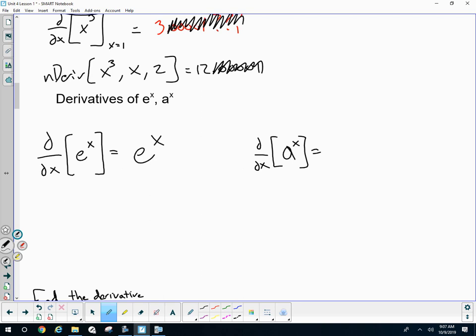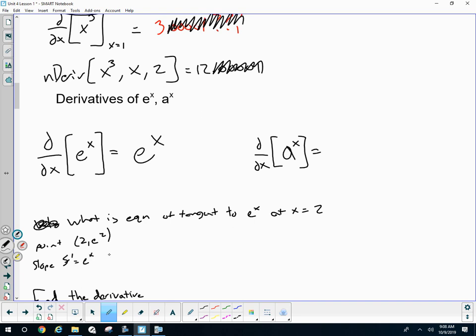That's crazy. If I ask you, what is the equation of the tangent to e to the x at x equals 2? Well, my point would be (2, e squared). That's from my function. My slope, f prime, is just e to the x. f prime of 2 is just e squared. My equation would be y minus y1 equals my slope times x minus x1. My y coordinate and my tangent slope are the same. Okay?